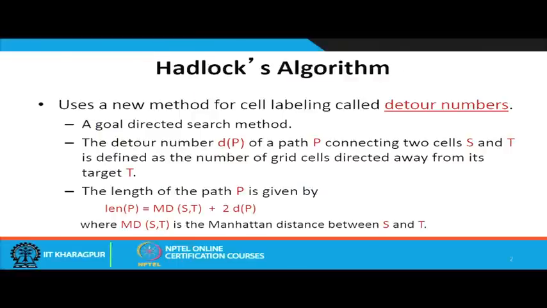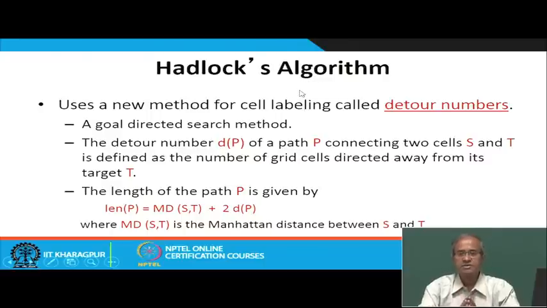So we continue with our discussions on the greedy routing algorithms. As I said, we shall be discussing some more algorithms in this lecture, which are more efficient in terms of the running time and also the storage complexities. Let's see. The first one is called Hadlock's algorithm.